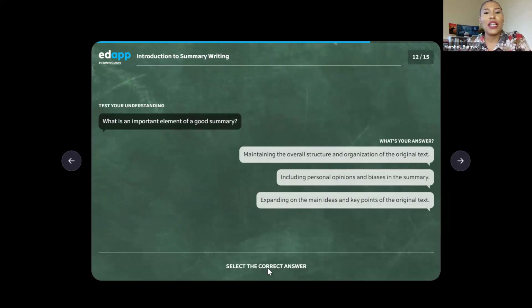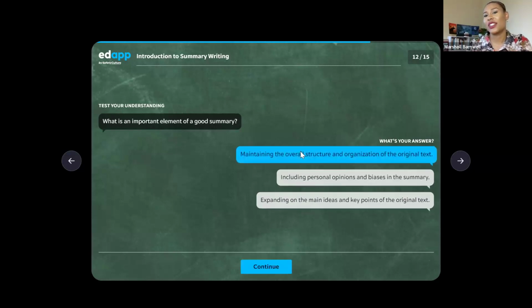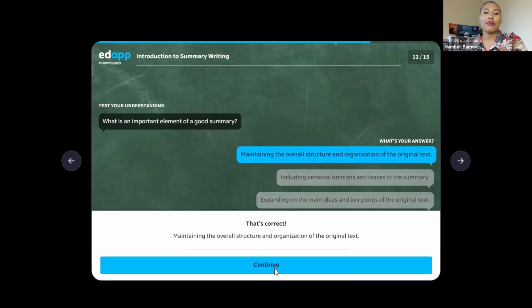What is an important element of a good summary? Maintaining the overall structure of the original text, including personal opinions and biases in the summary, expanding on the main ideas and key points in the original text. What is the correct answer? This one is just P.